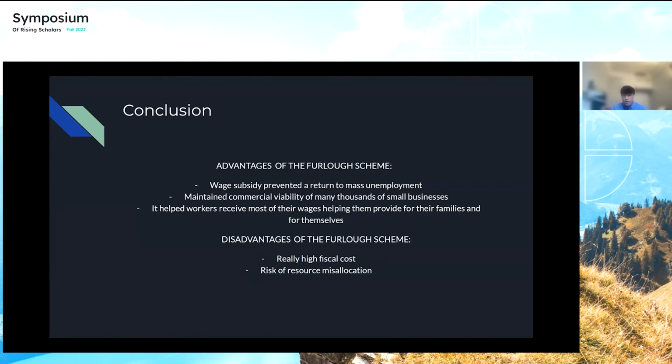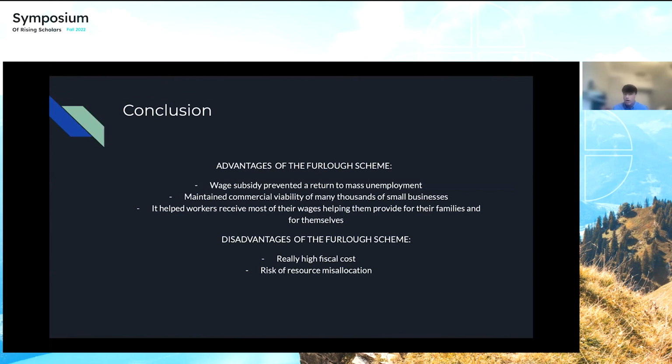In addition, it also maintained commercial viability of many thousands of small businesses because the government was able to cover their expenses, helping them avoid closing their activity. In addition, it also helped workers receive most of their wages, helping them provide for their families and for themselves. Unfortunately, as we said before, this scheme also has some disadvantages.